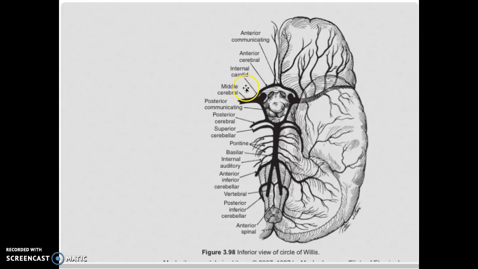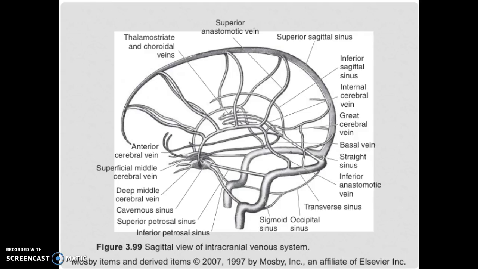So this is kind of the lay of the land here. Here is your anterior communicators, anterior cerebrals, middle cerebrals, posterior communicating with your posterior circulation. Here is your right and left verts coming up to your basilar. So hopefully this will get easier as you look at it more and more.